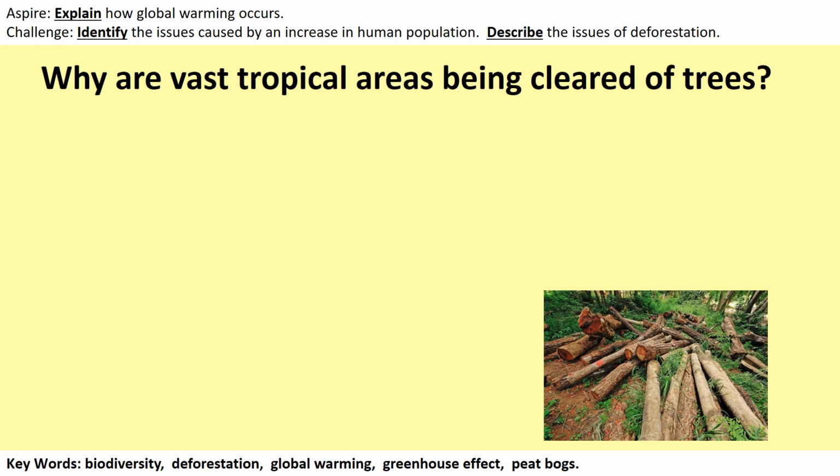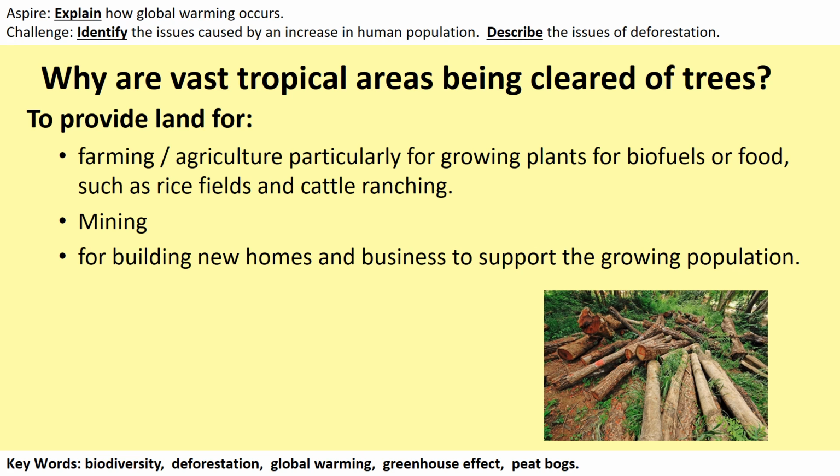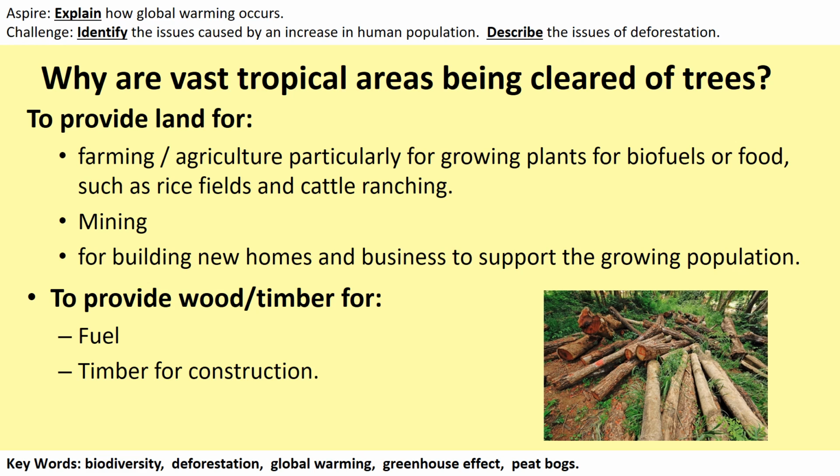So why do it? Well, I've kind of touched on this a little bit. Why are we cutting down all these massive areas of forest? We know they're really important. What's the point? Well, we do need a lot of land. The more people we have, the more food we need to make, and therefore we need more land for farming and agriculture, making biofuels or rice fields, mining, and building new homes. But we also use the wood for fuel, for burning, and also for timber for construction. I mean, I'm sat in my lounge at this point in time. My TV stand's made of wood, my chairs are made of wood, I've got a coffee table, lots of things are made of wood.